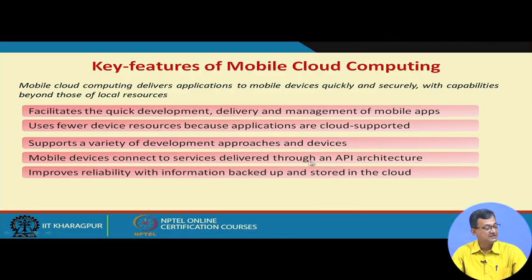So, the same type of computing can support a number of apps. That means it is easy to standardize across the things, and the reusability of some applications or algorithms is much higher. Mobile devices connect to services delivered through an API architecture, which improves reliability, and information is backed up and stored on the cloud, right. So, it is not device dependent. Suppose you store the data on the device, if the device goes down then the whole thing goes down, but if I have storage somewhere in the cloud with reliable storage facilities, then my information is more reliably stored and can be handled.